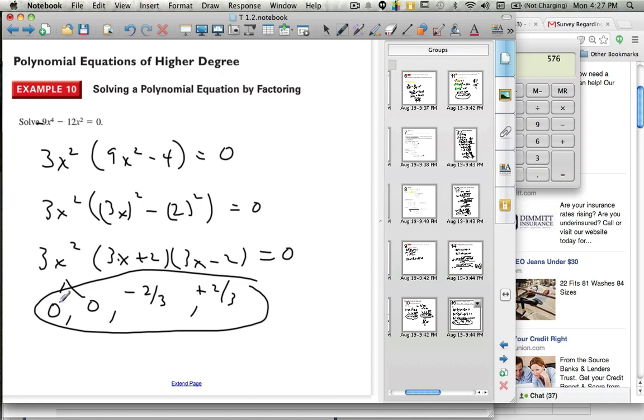And there are my 4 solutions. Now one of them is repeated, so it really looks like there are only 3, but in reality there were 4.